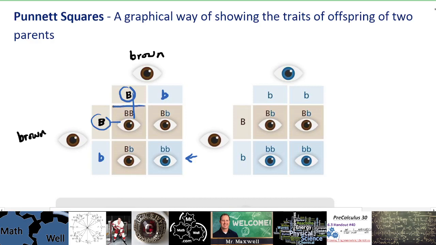So there is a 1 out of 4 chance that the offspring or the child here could have two dominant brown-eyed alleles. So a capital B and a capital B. So obviously that person would have brown eyes, and they would have two dominant genes. There's a chance of 2 out of 4. So this one is a capital B, little b. This one is also a capital B, little b. Two of these children would probably have brown eyes, but they would have a recessive blue trait.